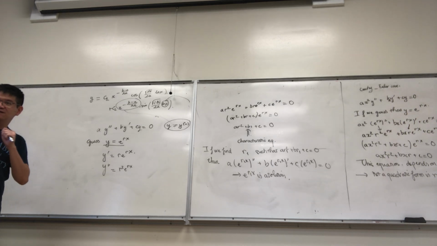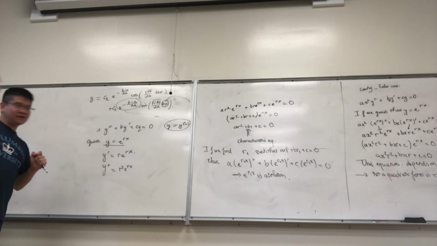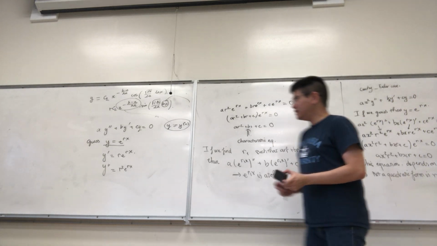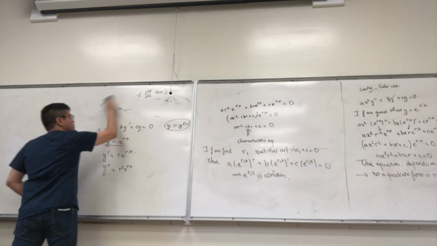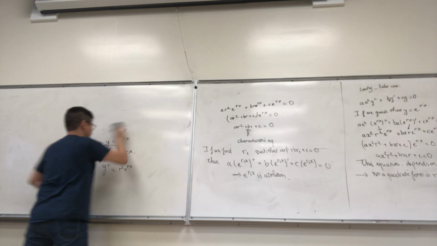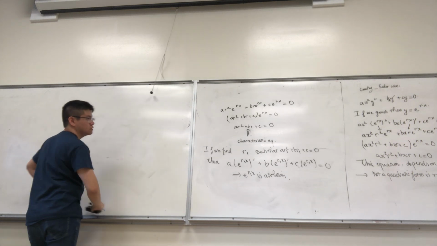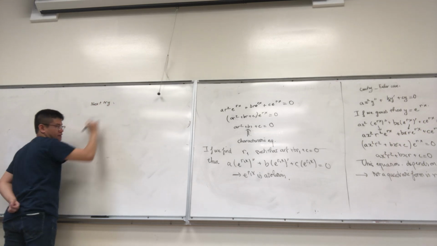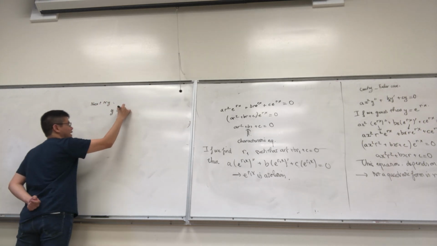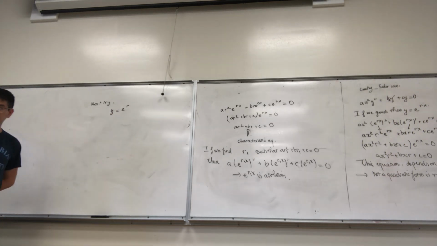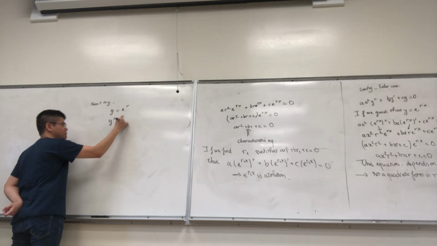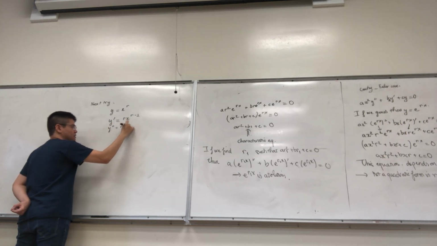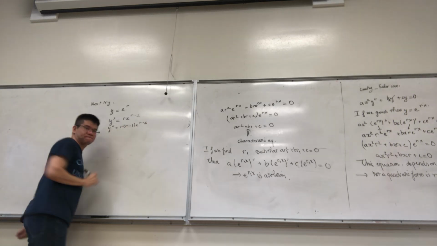Yes? y equals x to the power. Right, so this doesn't work. So the next try is the following. The next try is that y is x to the r. And this time it works because when I take the first derivative it is r x to r minus 1 and y second will be r times r minus 1 x to r minus 2, right?